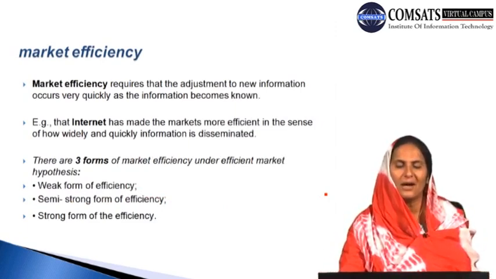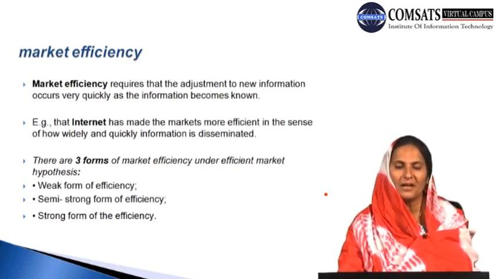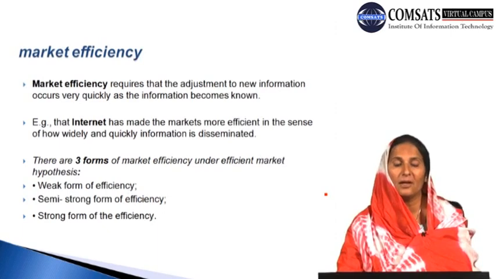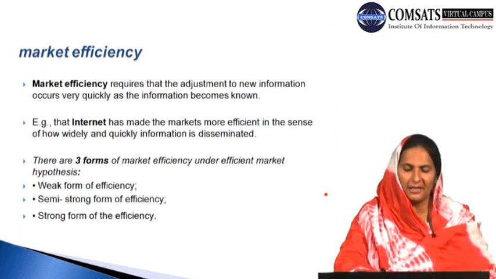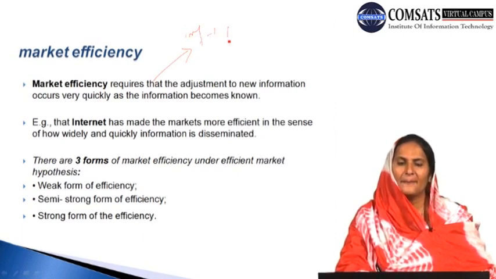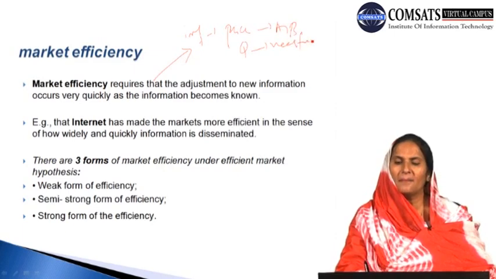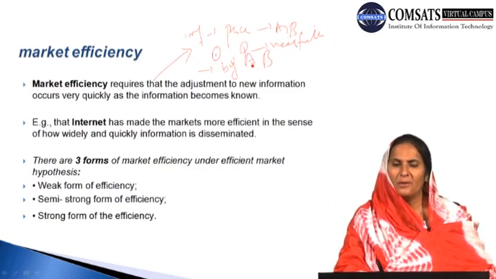So market efficiency requires that the adjustment to new information occurs very quickly as the information becomes known. तो we can say कि जब information आती है तो market efficiency basically requires that the situation should be adjusted accordingly immediately. तो जब भी market में information आती है, for example हमारे पास अगर information आई है कि price of some assets A and B is likely to increase in near future, तो अगर हमें पता होता है कि अगले time period में ये बढ़ रही है तो हम क्या करते हैं कि we buy A and B. One type of decision is that we buy A and B, हम A और B को buy कर लेते हैं.